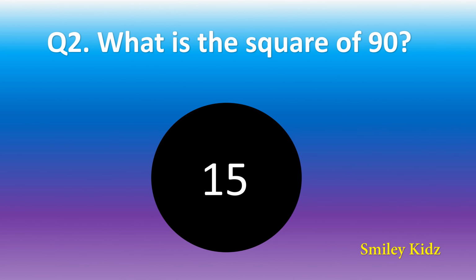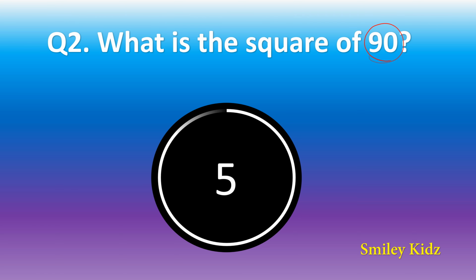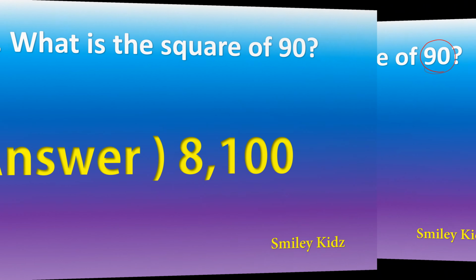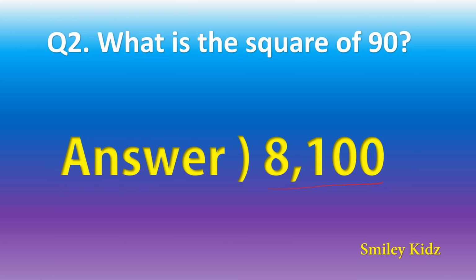Question number 2. What is the square of 90? Your time starts now. Your time is up. And the right answer is 8100. Square of 90 means 90 into 90. 9 nines is 81. Add the left out zeros. 8100.